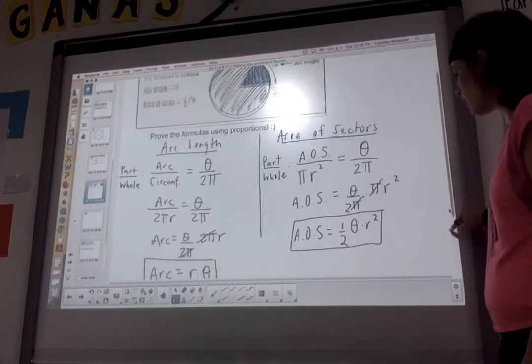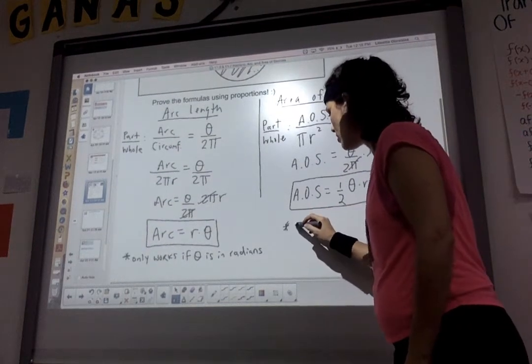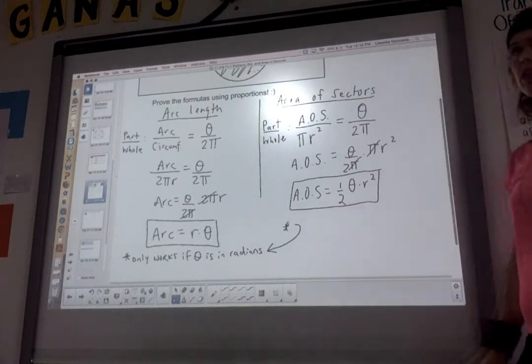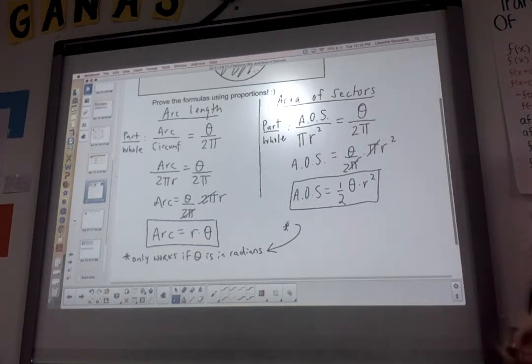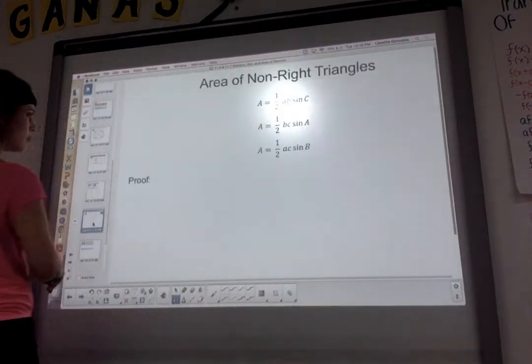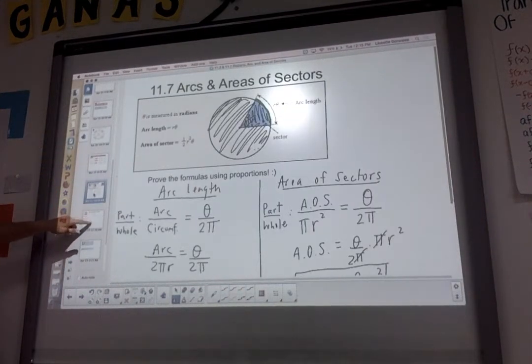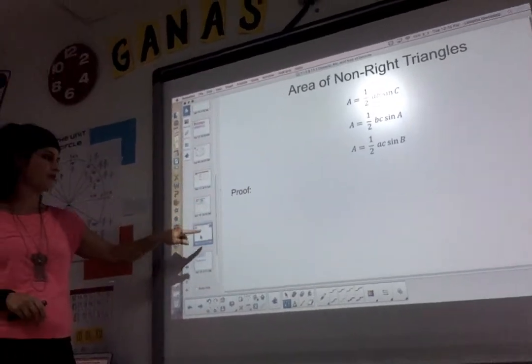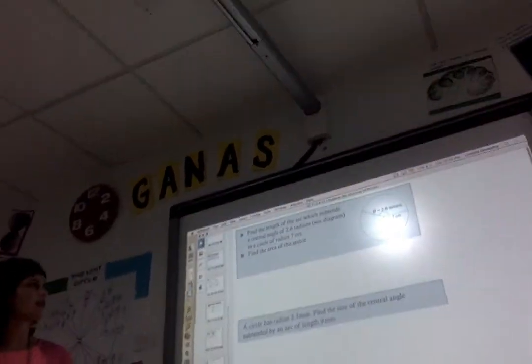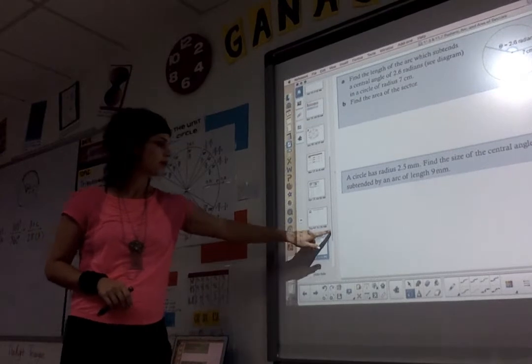But again, guys, the little disclaimer is the same as before. Only if theta is in radians does that shortcut work. If not, you have to do the whole proportion with 360 degrees. Okay, let's try some. We're gonna skip this slide. I don't think we're gonna get to that today.